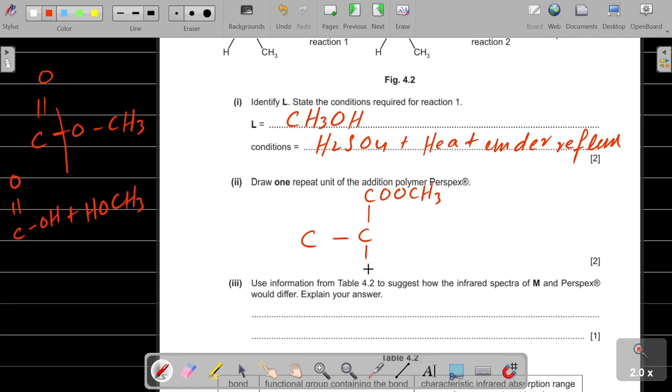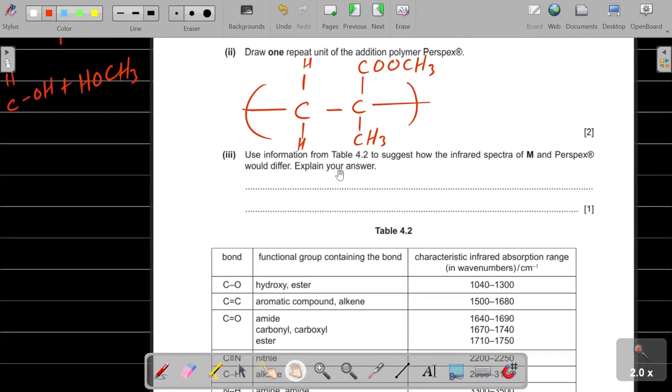And the lower side connected with the CH3, and this side we will have these hydrogens. It is one repeat unit, okay? Understand? So you can connect further. Use information from table 4.2 to suggest how the IR spectra of M and Perspex would differ.